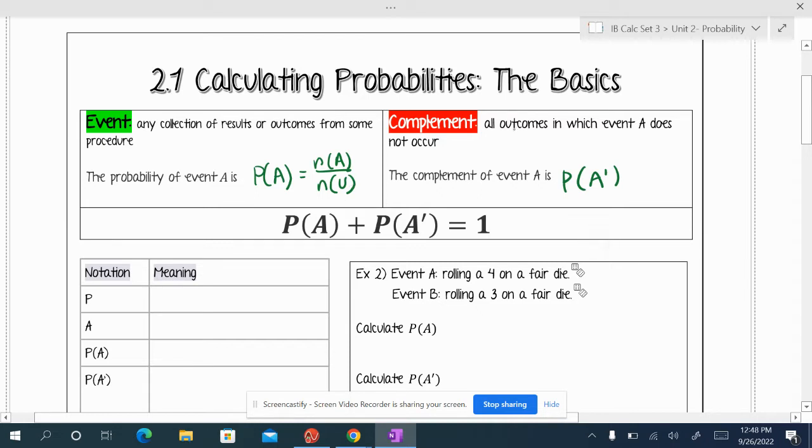The complement is going to be all outcomes in which event A does not occur. And we write the complement of event A as P of not A, the probability of not A. And this little symbol right here indicates not A. And the relationship between an event and the complement of an event is that if you add the probability of an event occurring to its complement, they should equal 1.